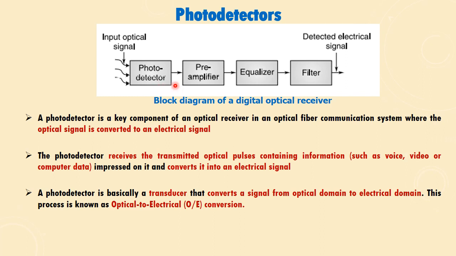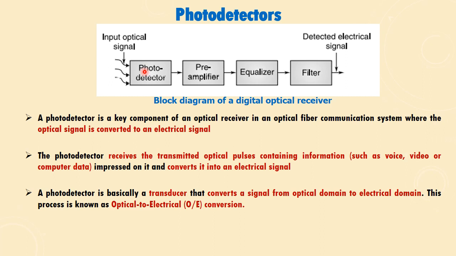And the signal we receive from this photodetector has to be amplified, so we use the preamplifier, and then it is given to the equalizer just to equalize the signal from the preamplifier circuit. Finally we use the filter to filter out the noise signal, and finally it is given to the destination. There we get the detected electrical signal the same as the actual original signal which was given to the transmitter side.